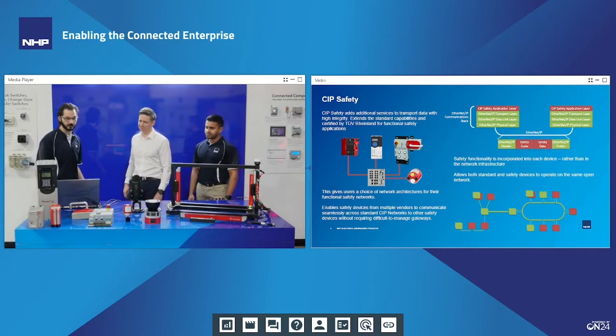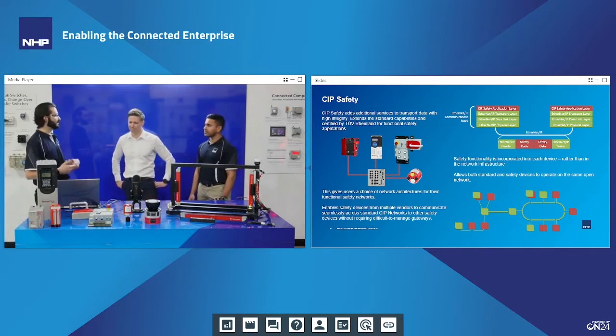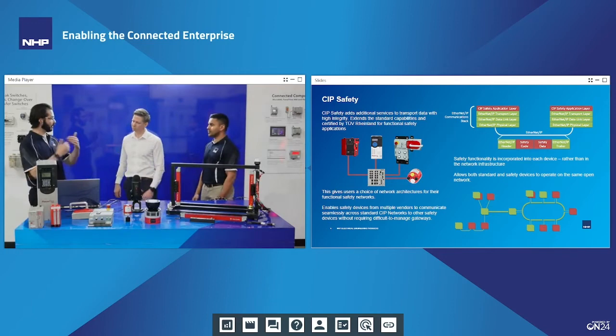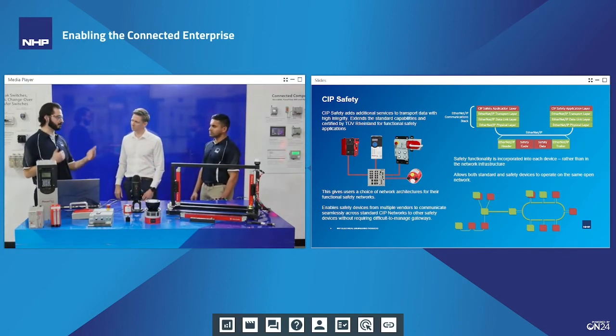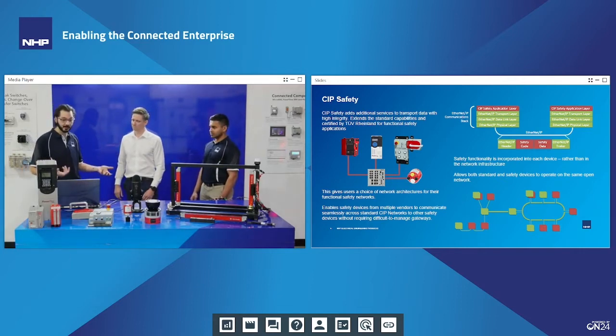Okay, so as I mentioned, CIP Safety is a flavor of CIP. It's built on top of the rest of the CIP communication stack, but this is primarily for machine safety applications. The reason we have the machine safety part of this CIP protocol is to ensure appropriate data integrity, because we've got safety devices operating over a network. We need to ensure that the data coming from the devices and going into the PLCs is safe and that we can trust it.